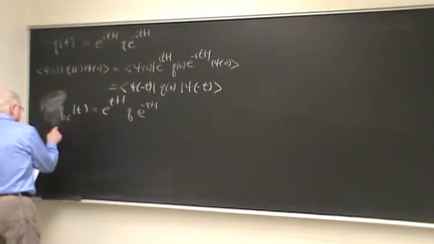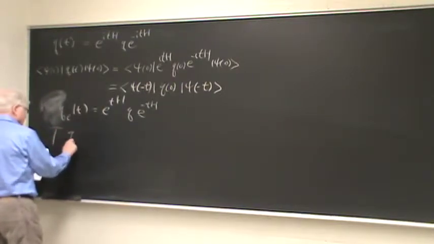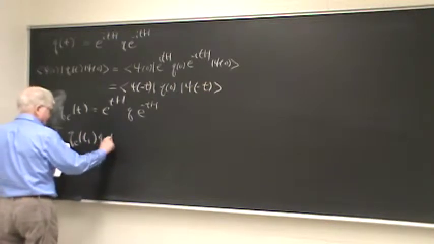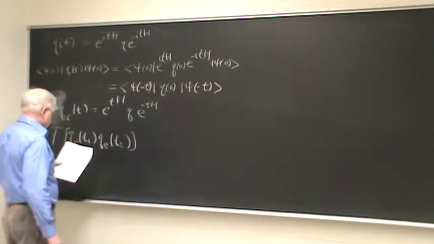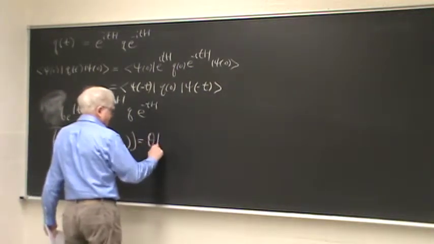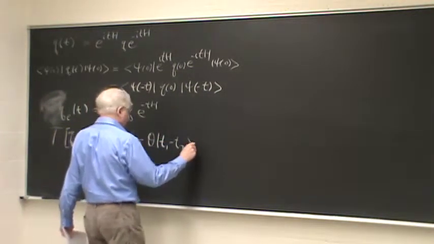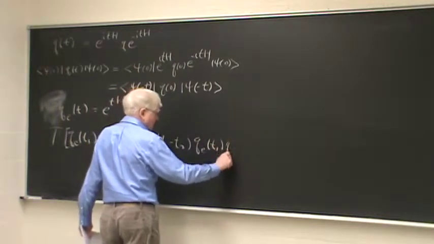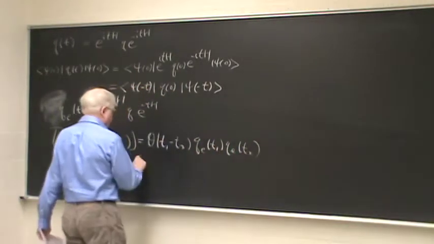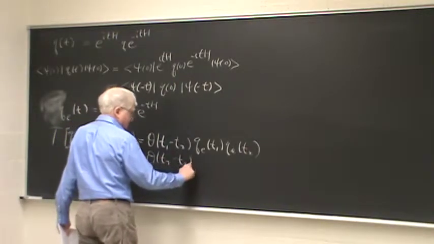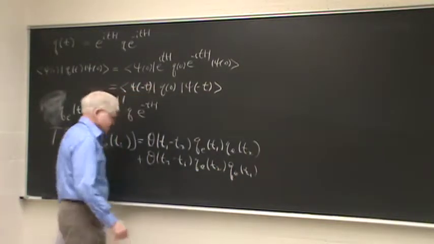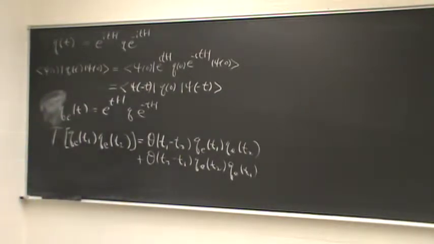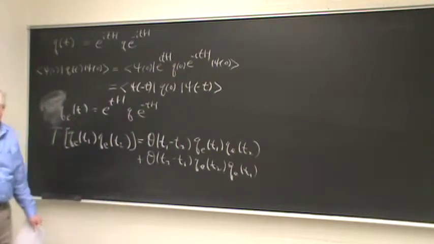And now we can think about a Euclidean time-ordered product, T of Q_E(T1) Q_E(T2). So what is this? Of course, this is theta of T1 minus T2 times Q_E(T1) Q_E(T2), plus theta of T2 minus T1, Q_E(T2) Q_E(T1). I mean, it's exactly what you think, where theta, of course, is the Heaviside function that's heavy on one side.